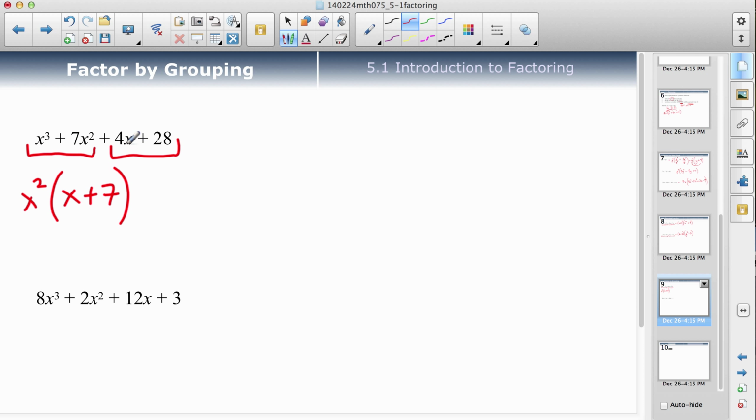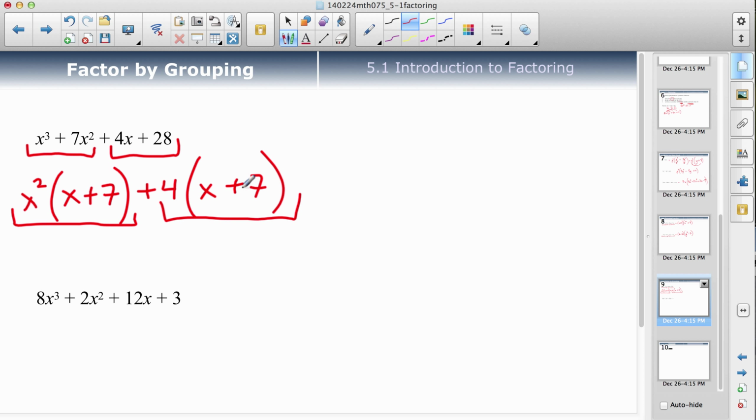Now this next one, there's no x's common, but a 4 is common to both. So I can take out a positive 4. If I divide this by 4, I'm left with an x. Divide this by 4, I'm left with a 7. Now I have two terms, that term and this term. They each have an x plus 7 in them. If that is exactly the same, if it's common, I can factor it out, and then I'll be left with x squared plus 4. That's called factoring by grouping.